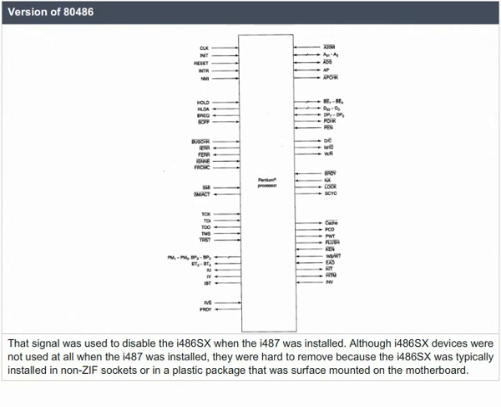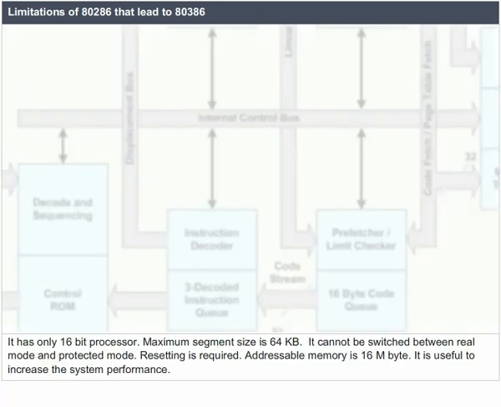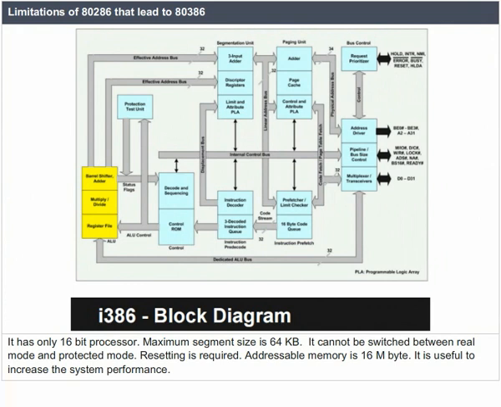Limitations of 80286 that led to 80386. It has only a 16-bit processor. Maximum segment size is 64 KB. It cannot be switched between real mode and protected mode; resetting is required. Addressable memory is 16 MB. It is useful to increase the system performance.